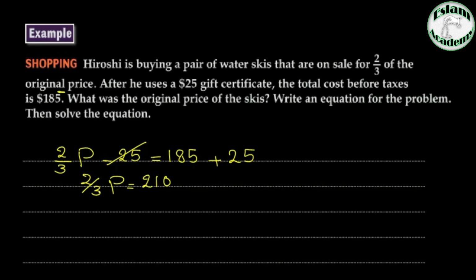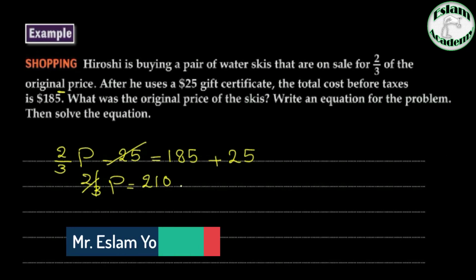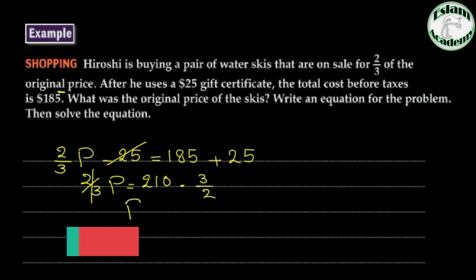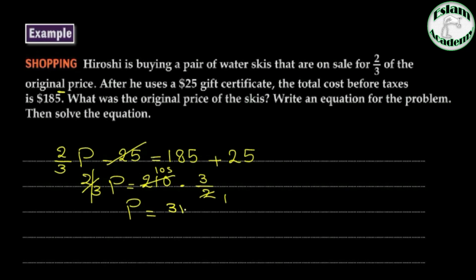$210. Now we have 2/3 P equals 210. To solve it, we use the reciprocal of the fraction, so by multiplying by 3/2, P equals 210 divided by 2, which is 105, times 3. 105 times 3 equals $315. So the original price was $315.